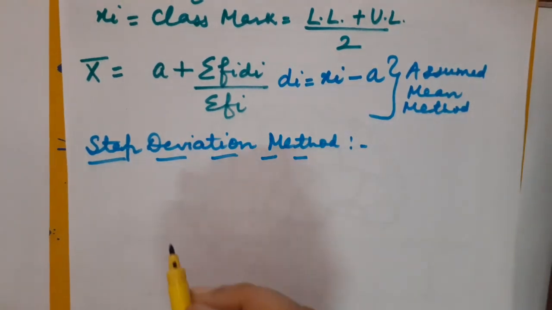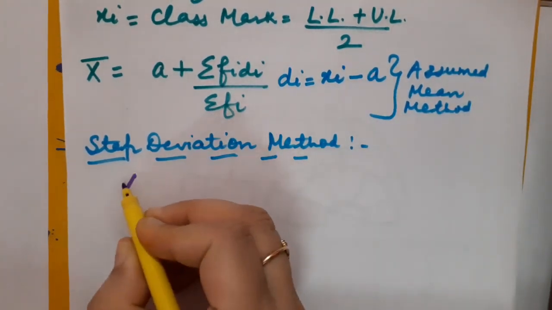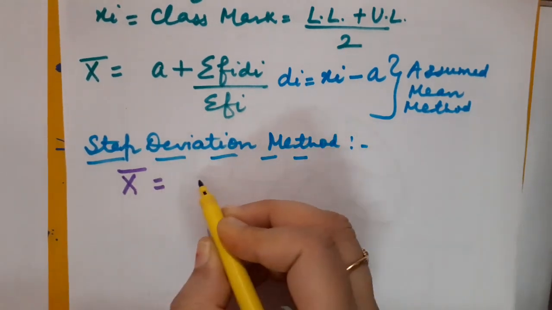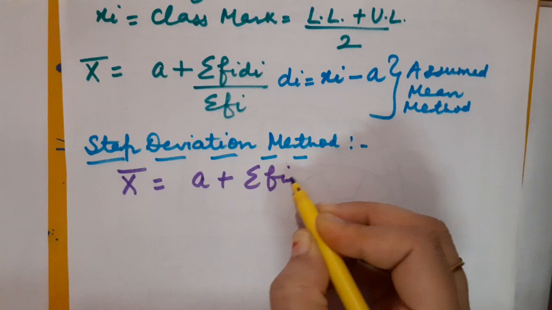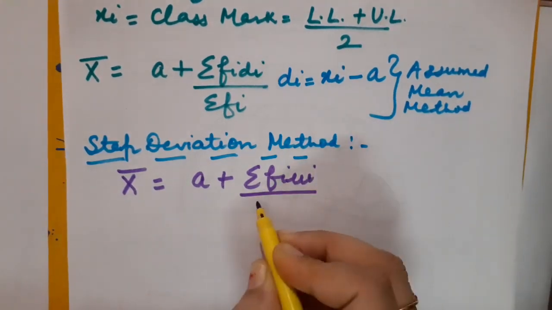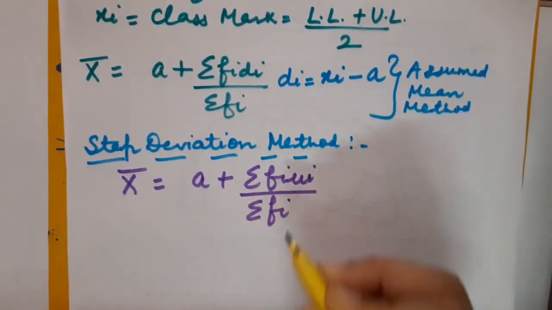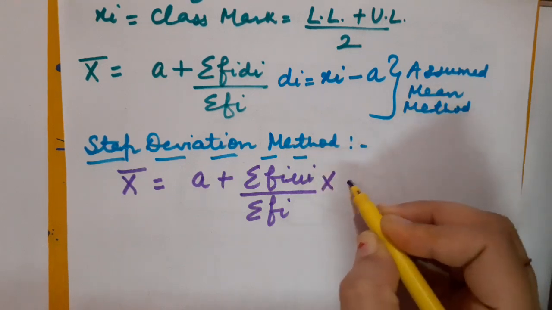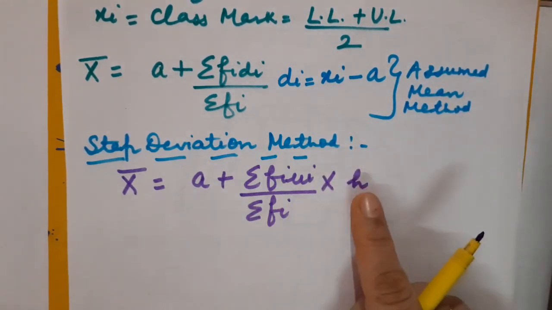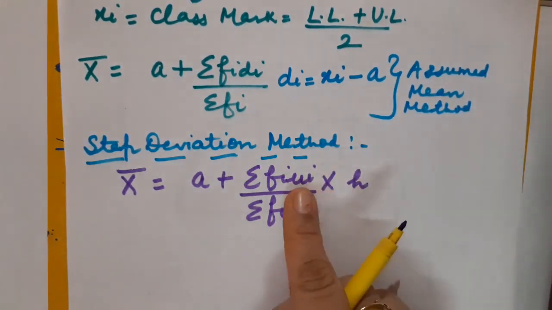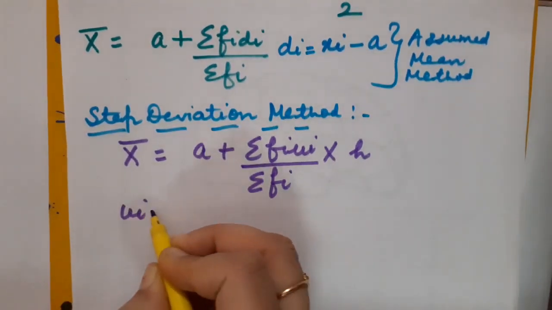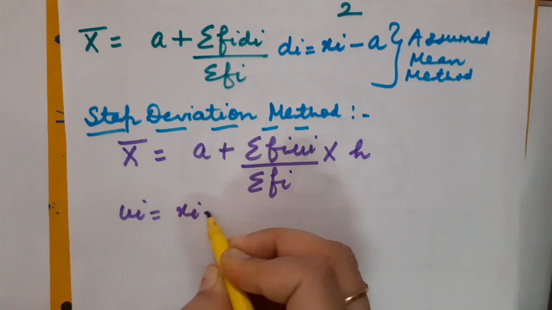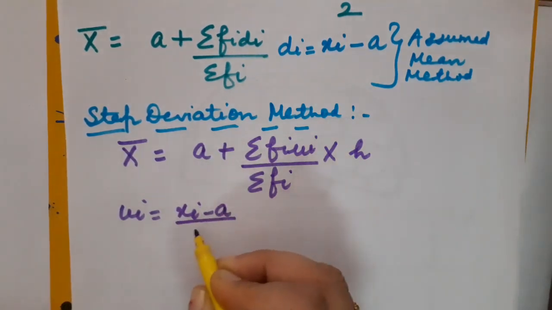So now I am going to introduce the formula in front of you, that is x bar is equal to a plus sigma fi ui upon sigma fi into h. Now a new term is introduced here, that is h as well as ui. Let us discuss what is ui. Ui is xi minus a upon h.